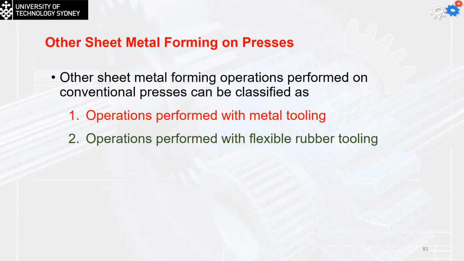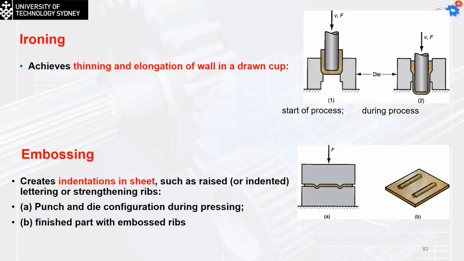The embossing process, like this one, creates indentations in the sheets, such as raised lettering or strengthening ribs. The guerin process, whose tooling is going to be a rubber pad, and this is the foam block. This is the metal. I'm going to add pressure on it. The rubber pad simply is going to get stronger because it's going to get compressed, and this will force the metal to take the shape of the foam block.